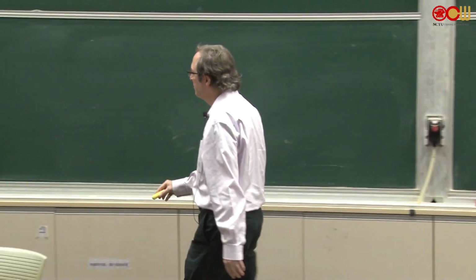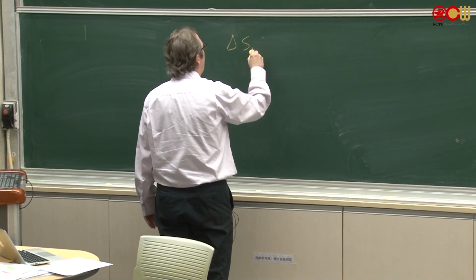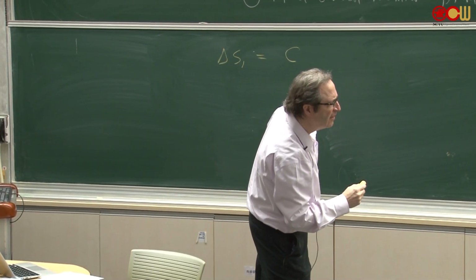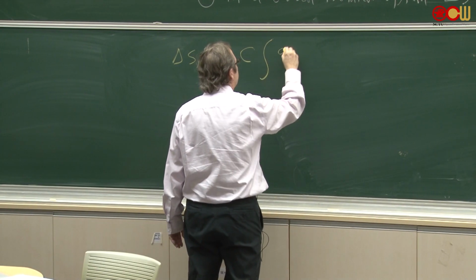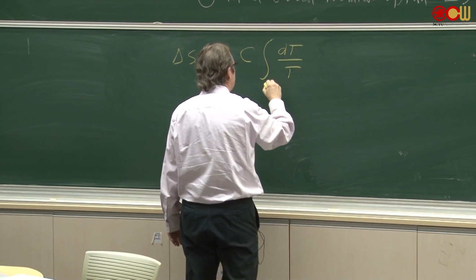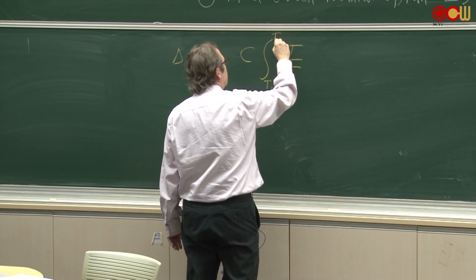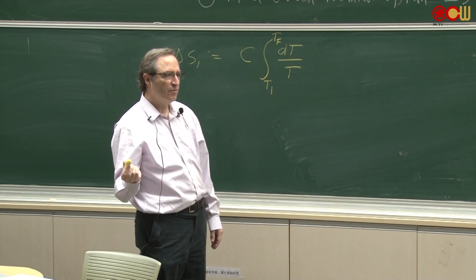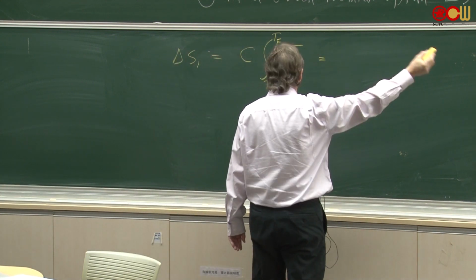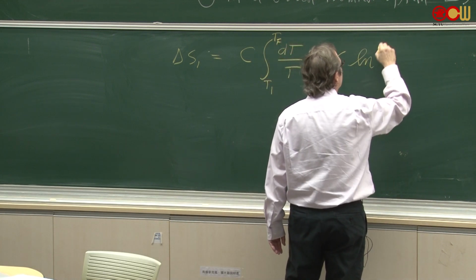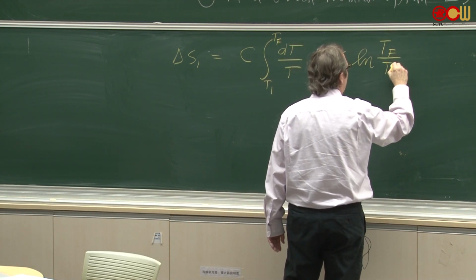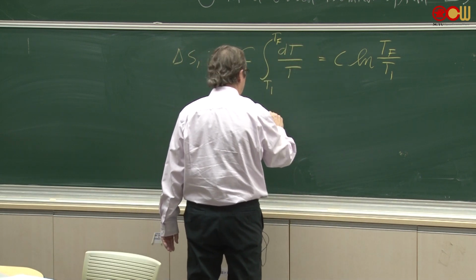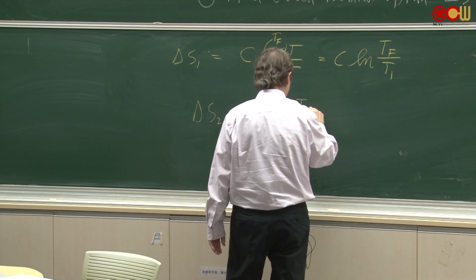What is the change in entropy? Delta S1 is C, the integral dT over T from T1 to T final. Everybody agree? That's the change in entropy, and we already did that integral. It's C log Tf over T1. Delta S2 is the same thing: C log Tf over T2.